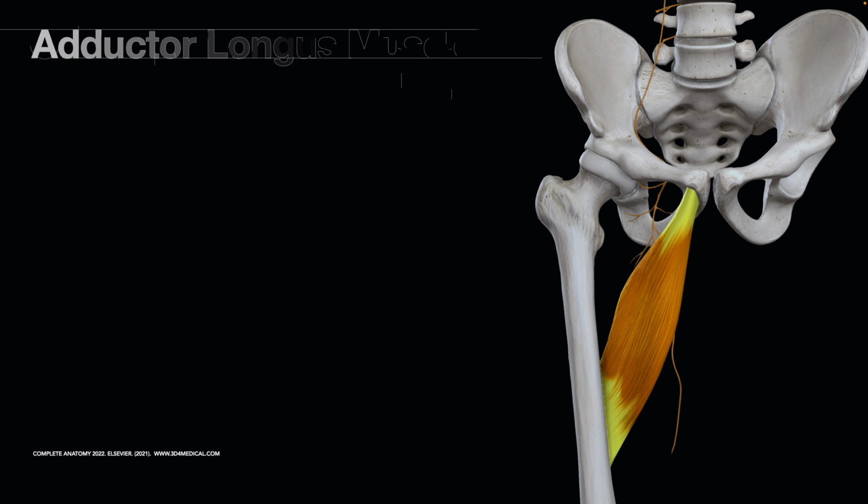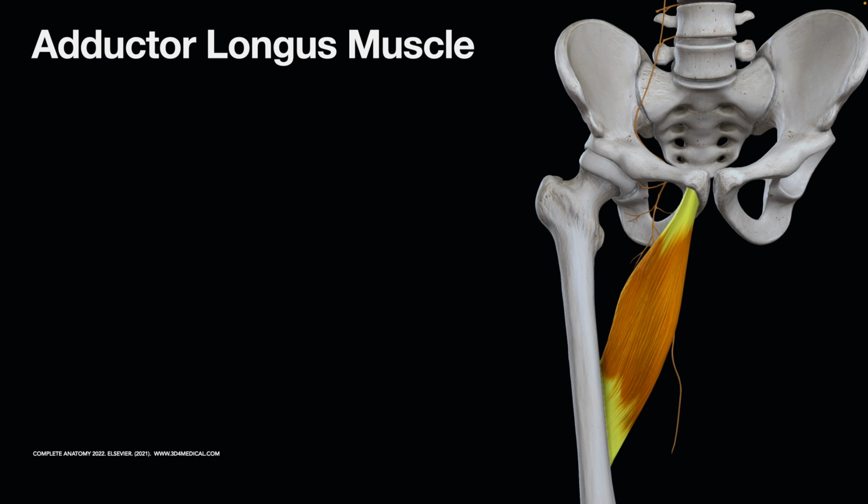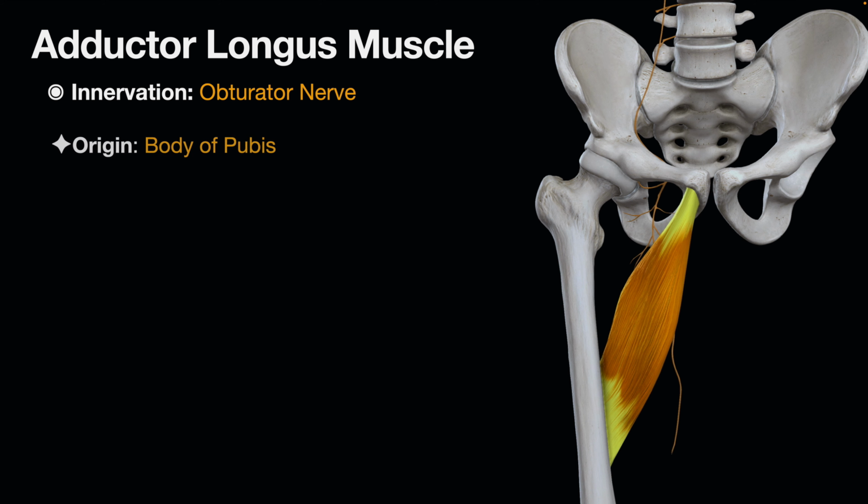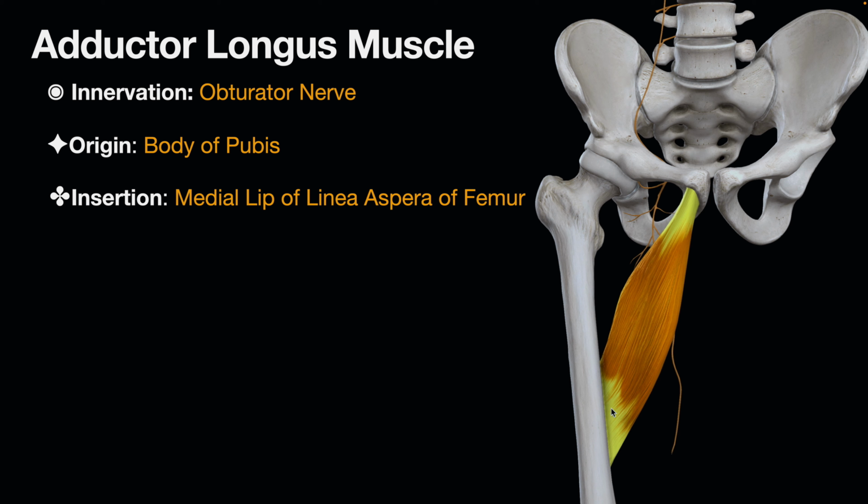Up next, we're going to talk about the adductor longus muscle. This is a large fan-shaped muscle that forms the floor of the femoral triangle. It is innervated by the anterior division of the obturator nerve, originates from the anterior surface of the body of the pubis, and inserts into the middle third of the medial lip of the linea aspera.